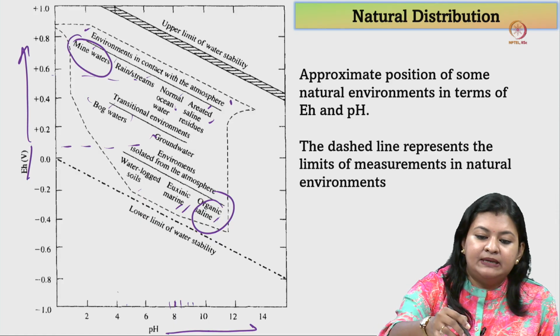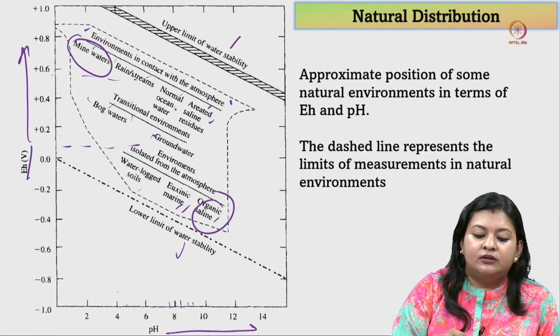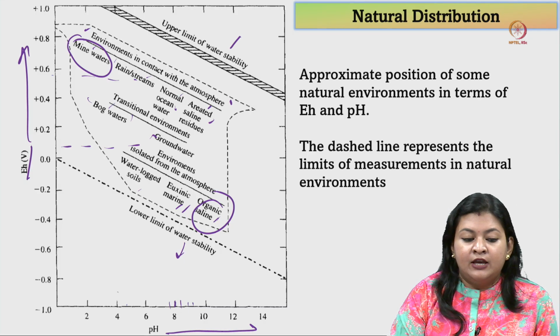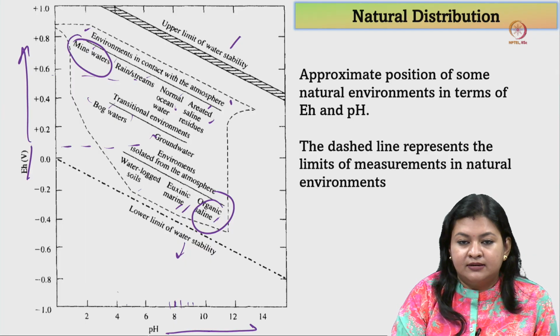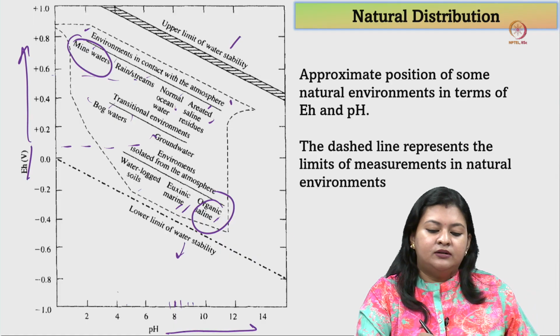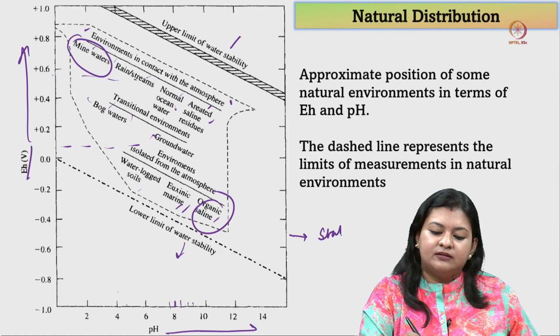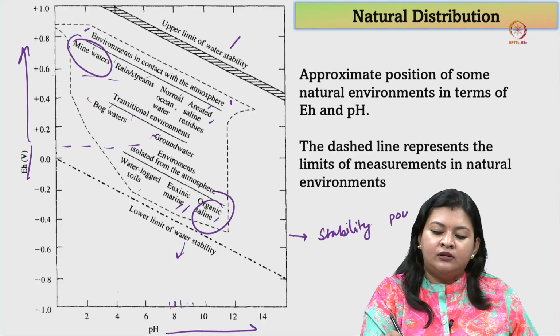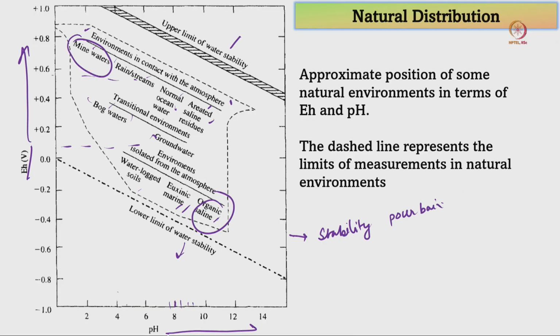So, this is the upper stability limit of water, this is the lower limit of water stability. Beyond this, water is not stable. These are approximate, often generalized environments in terms of EH and pH. And this is called the stability diagram. Sometimes it is also called the Pourbaix diagram.